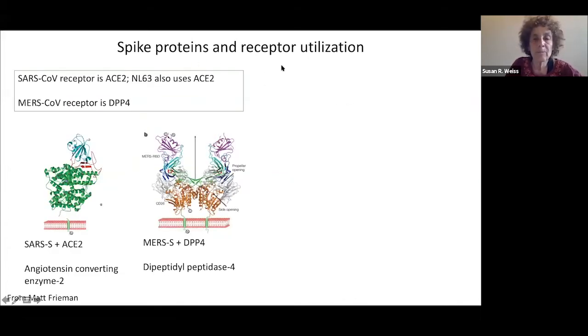Okay, so let's talk a little bit about the spike protein and the receptor utilization. SARS coronavirus receptor is ACE2, and interestingly, NL63, the croup virus, also uses ACE2. This is an alpha coronavirus, and SARS is a beta coronavirus, not very closely related, but they do use the same receptor, but cause very different diseases, which always reminds me that receptor utilization is not really the whole story about what makes something virulent or what is the only determinant of tropism. MERS coronavirus, on the other hand, uses a completely different receptor, DPP4, dipeptidyl peptidase, and causes a kind of similar disease. So again, receptor is not the entire story.